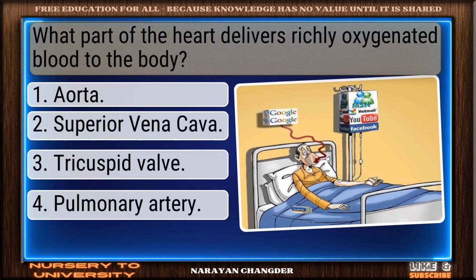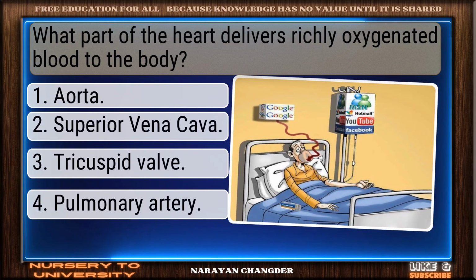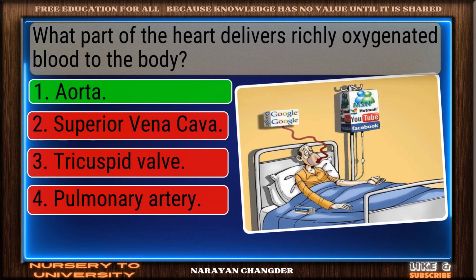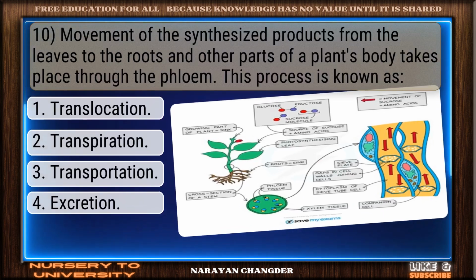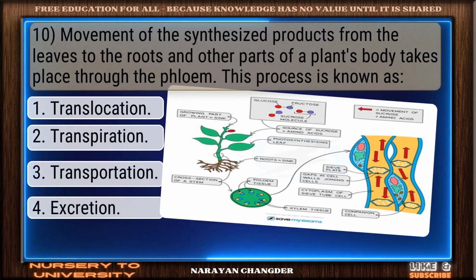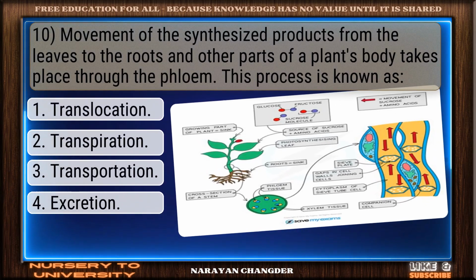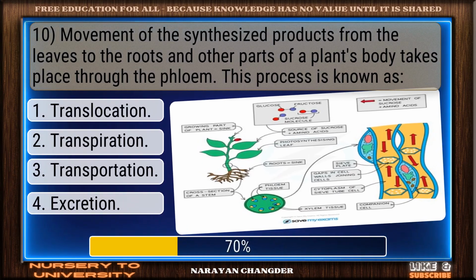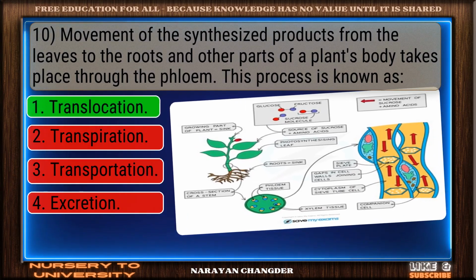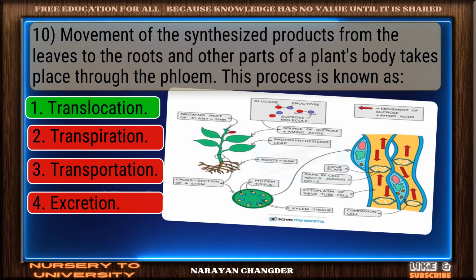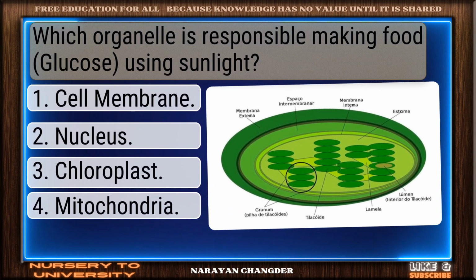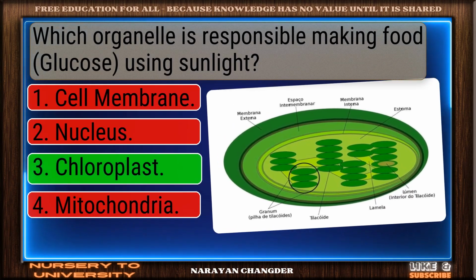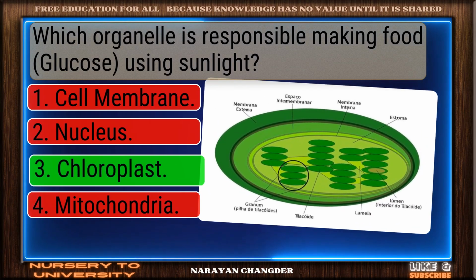What part of the heart delivers richly oxygenated blood to the body? Great thinking. Aorta is right. The movement of the synthesized products from the leaves to the roots and other parts of a plant's body takes place through the phloem. This process is known as. You're right. Translocation is correct. Which organelle is responsible making food using sunlight? Nice selection. Chloroplast is correct.